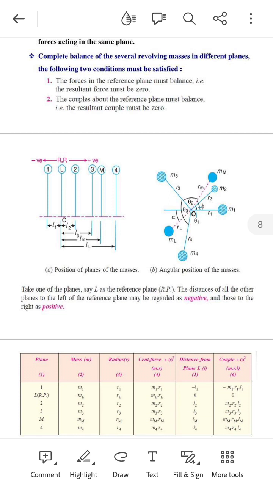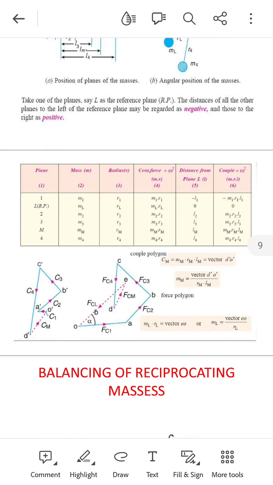Then take one of the planes, say L, as the reference plane. The distances of all other planes to the left of the reference plane may be regarded as negative and those to the right as positive. The values are plotted in the tables. Then draw the unknown masses, that is, the balancing masses.